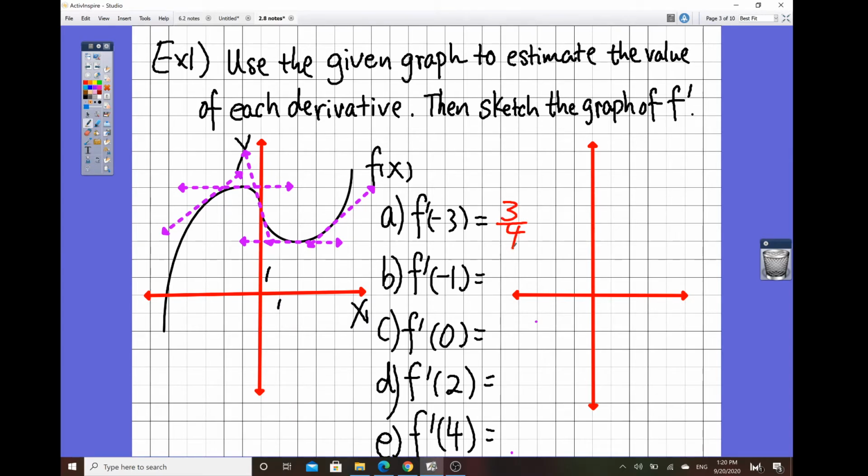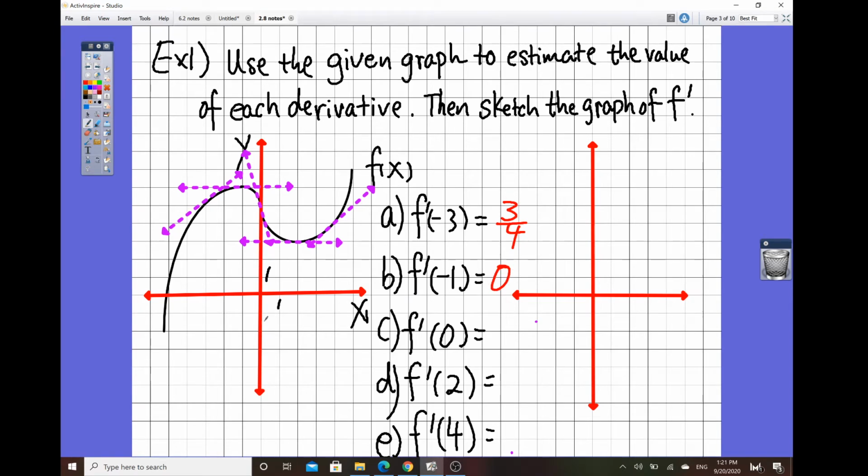Once you extend the tangent line, you measure the distance from corner to corner, rise over run: rise up 3, run 4 units to the right, so 3 over 4. Now what about the derivative at -1? At -1, it's a horizontal tangent, so the slope is 0.